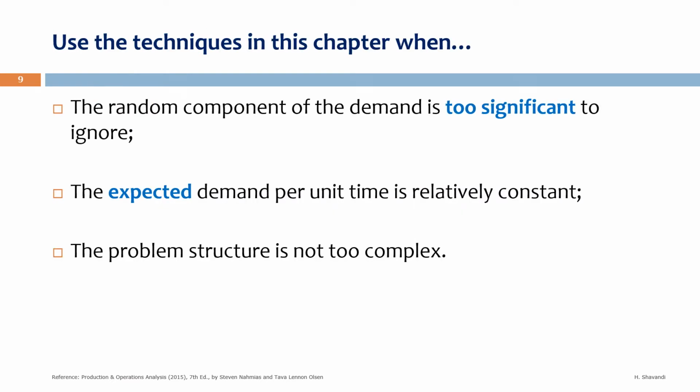To wrap up the introduction on uncertainty, we can't ignore uncertainty models when the random part of the demand is too significant. So yes, we have to go with the uncertain models. Also, the expected demand per unit time is relatively constant, so the mu, the expected value, should be relatively constant. And the problem structure is not too complex. With these assumptions, we can use the techniques and models that we are going to learn in this chapter.